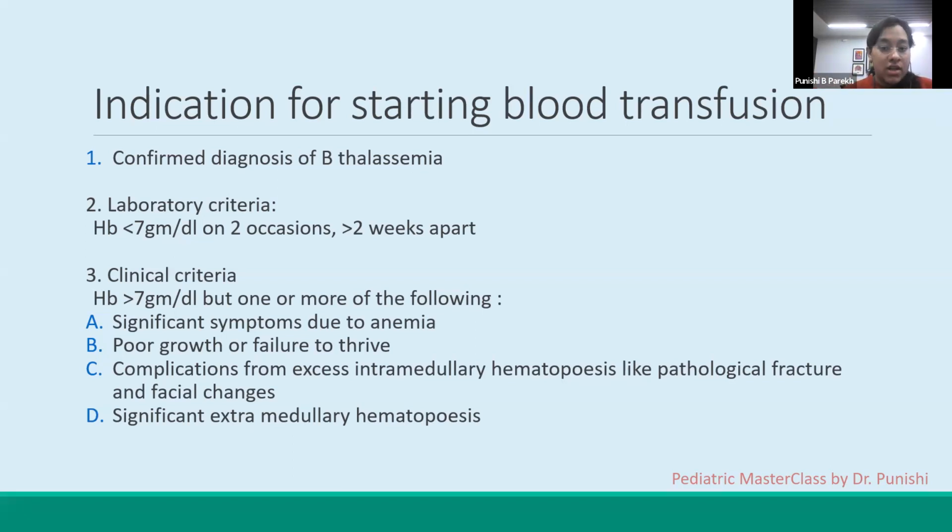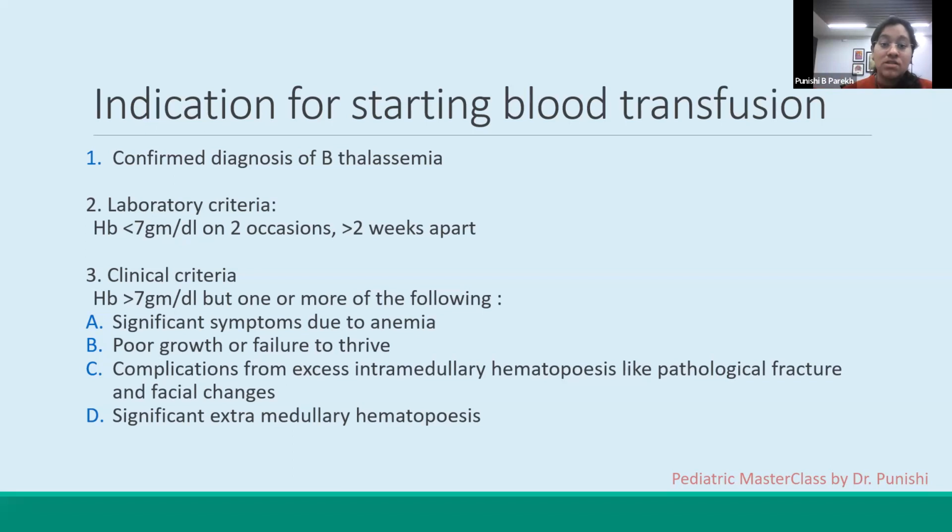Complications from intramedullary hematopoiesis, like you have excess expansion of your bone marrow, which can lead to facial changes or chipmunk facies, pathological fractures, or if you have extramedullary hematopoiesis causing severe organomegaly. All of these conditions, if there's presence of any one of them, even if the hemoglobin is more than 7 grams per deciliter, is an indication to start blood transfusion.